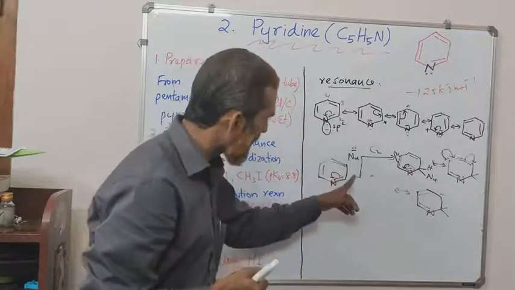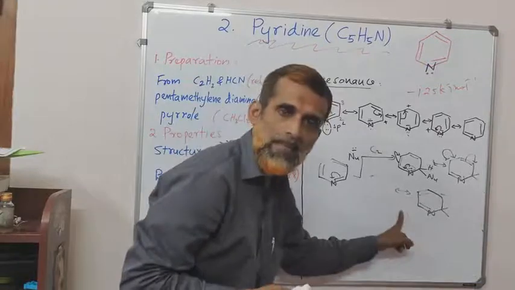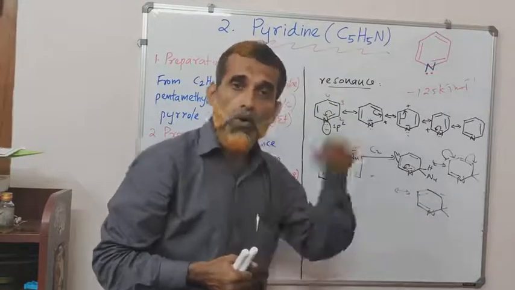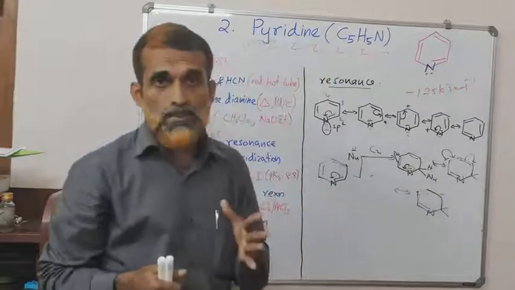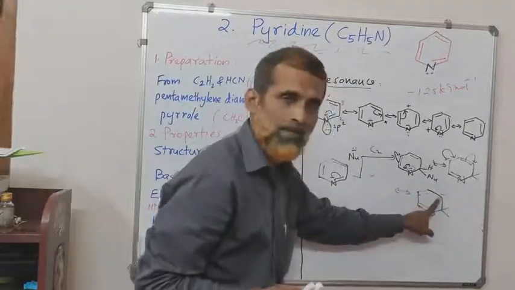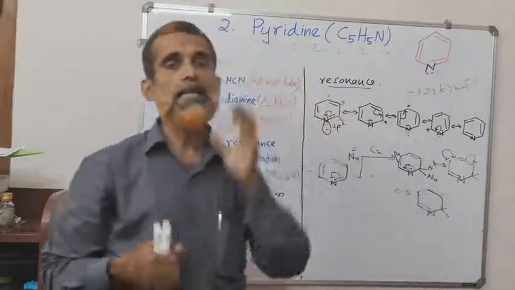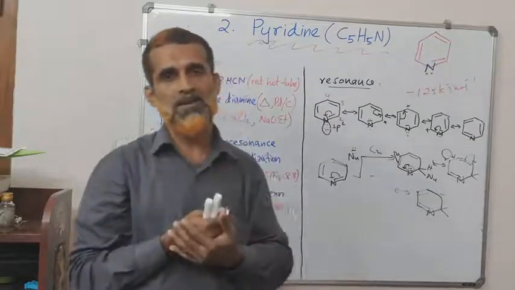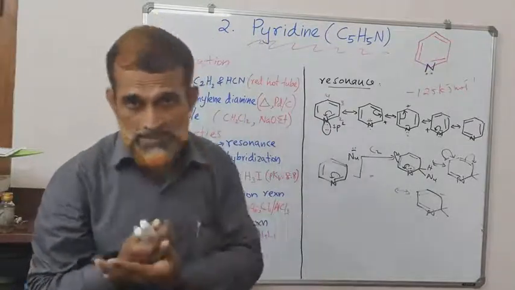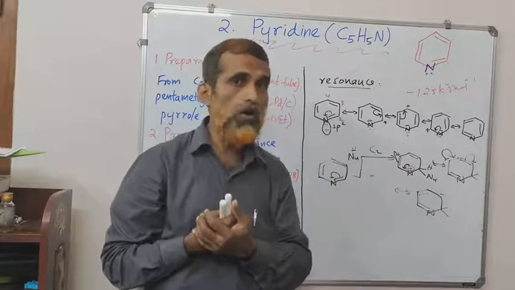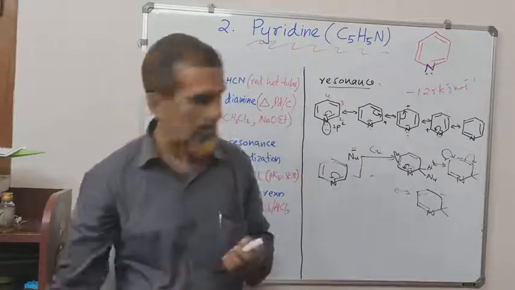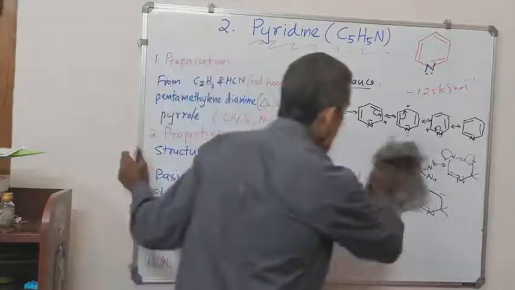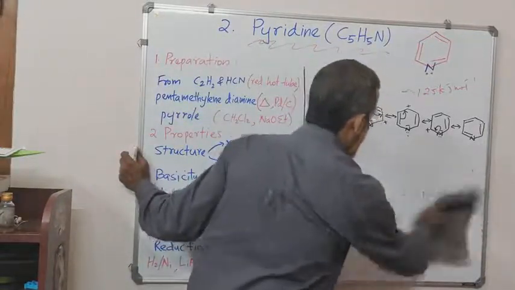Whereas if you consider attack at C3, you can see that there is no negative charge appearing on nitrogen, whereas negative charge is appearing only on carbon. So carbon carrying negative charge is not very favorable. Carbon is not very electronegative to hold effectively a negative charge. So that's how we explain it. We go to a few examples for nucleophilic substitution reaction.